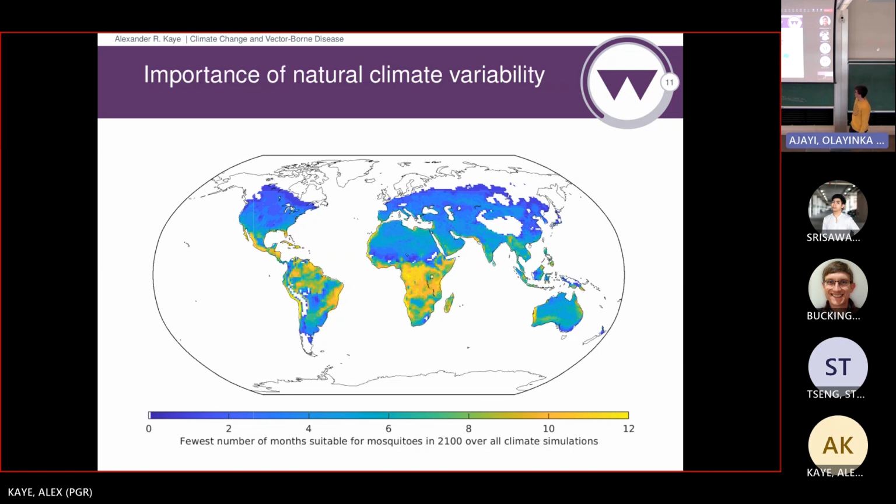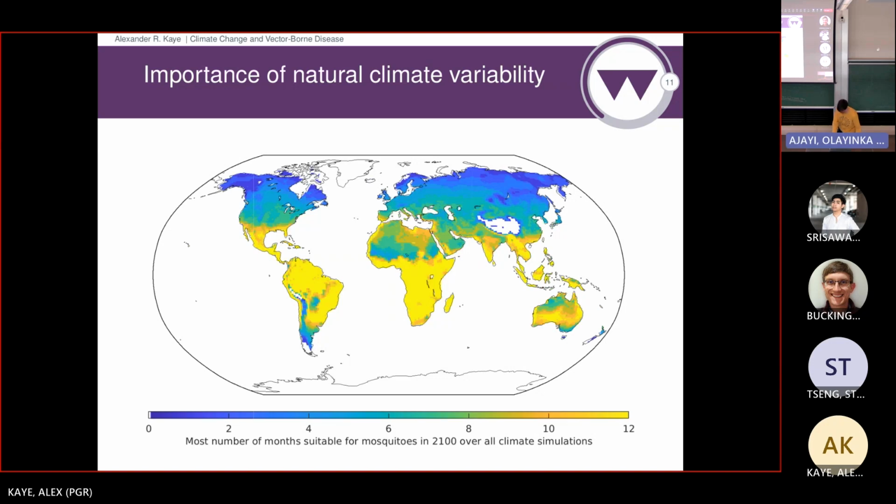So by the time we get to 2100, I've got a histogram of 100 different points which show how many months will be suitable for the mosquitoes at that time. And the wider the distribution of this histogram, the more important natural climate variability is, and the narrower, the less important it is. And so I've just taken the minimum of this histogram and plotted it for each pixel here. And that's the minimum for each pixel. And this is the maximum.